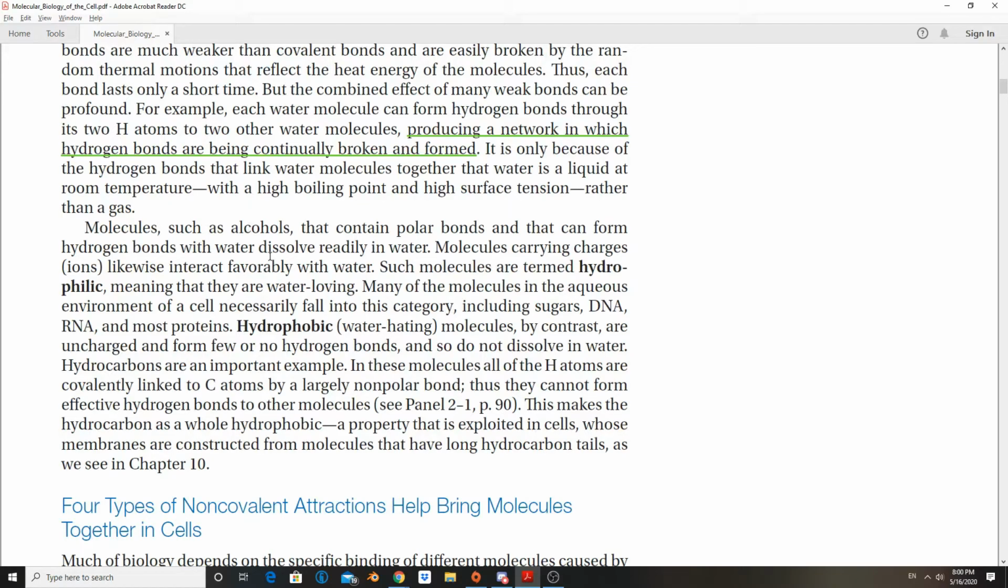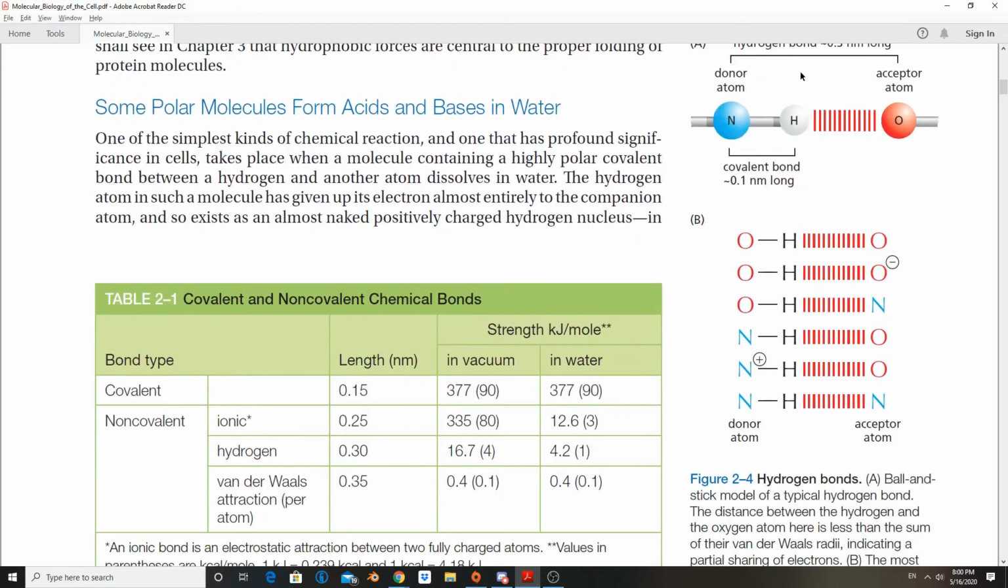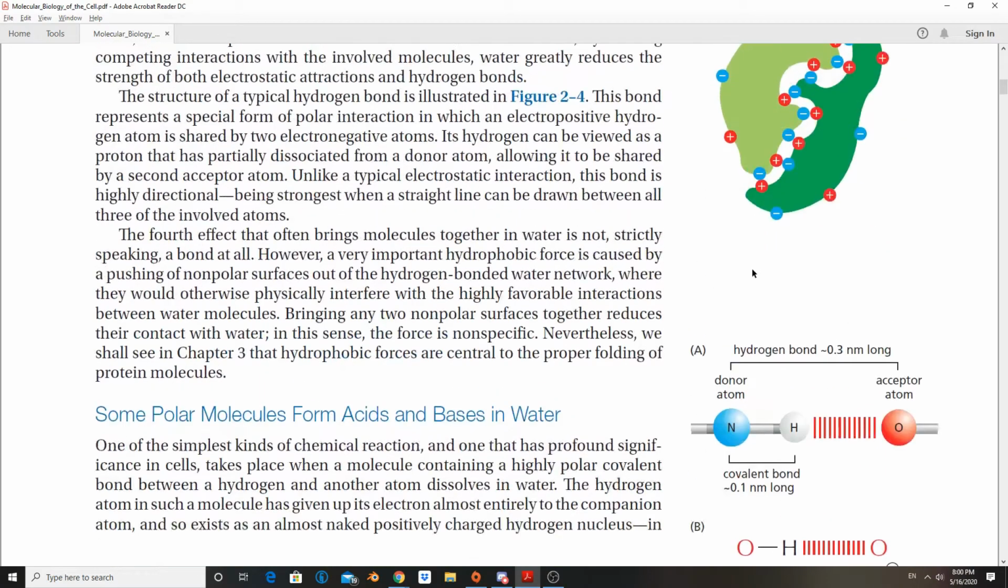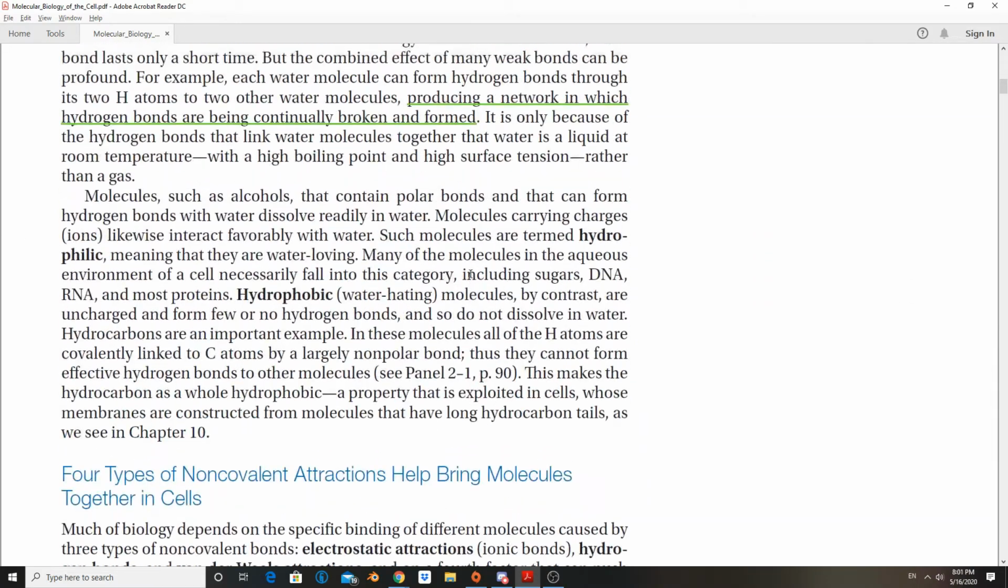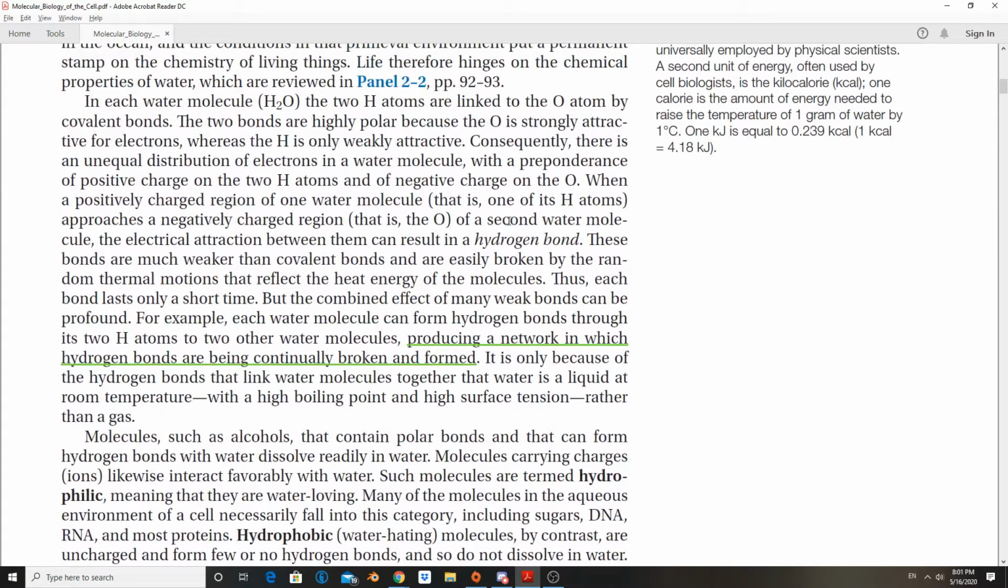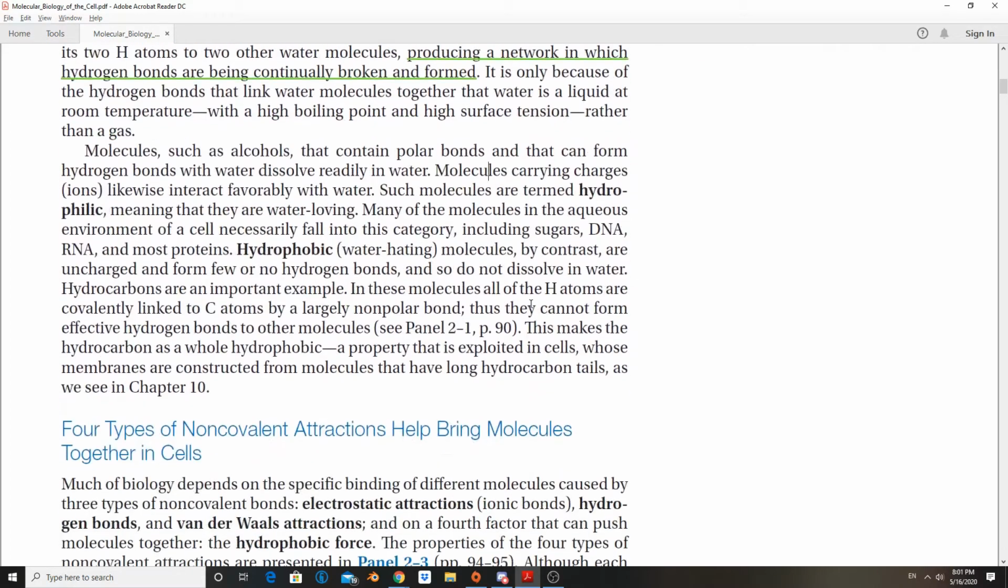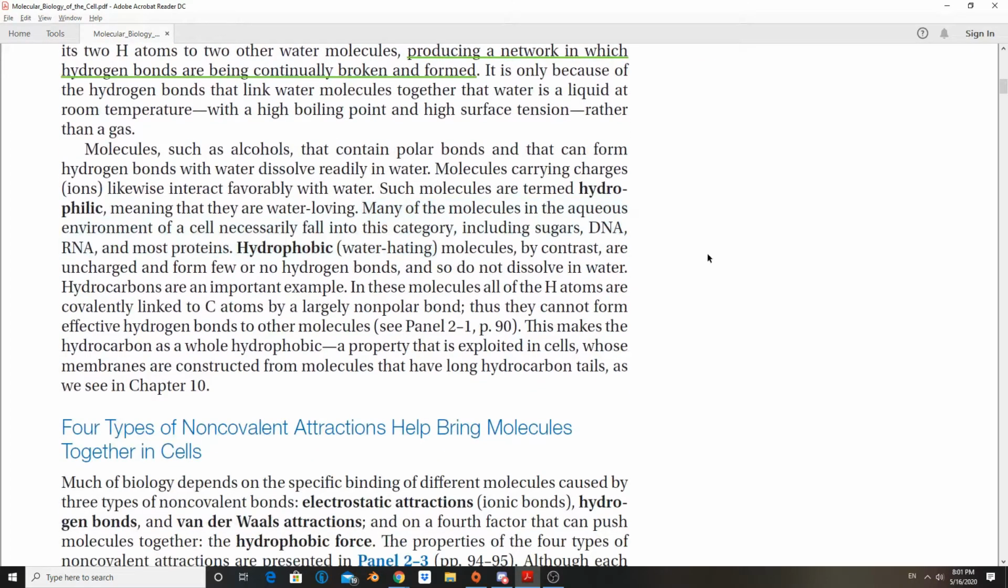But let's focus on hydrogen bonds. Alcohols can do this because they have a very electronegative oxygen attached to a hydrogen. And so the mechanisms that we just explained back here are active. So these things like alcohols are very common in the environment of the cell. So sugars, DNA, RNA, and most proteins are able to hydrogen bond with water and form those big networks.